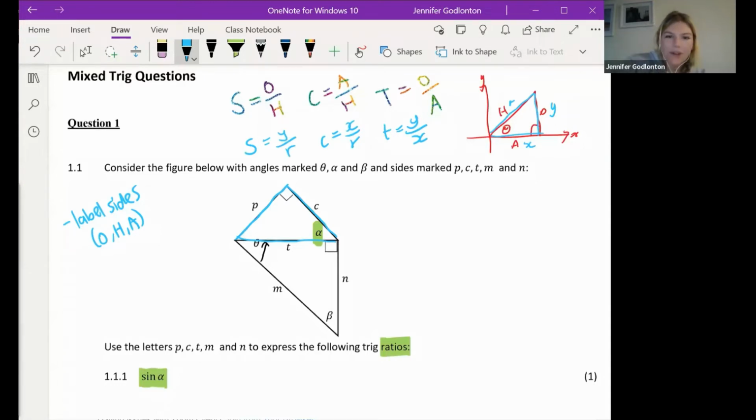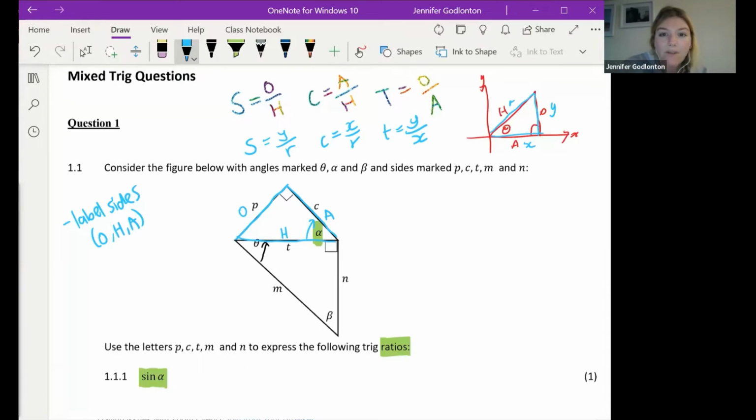Okay, let's try go through this. So if this is alpha over here, when I label my triangle, the first thing I want to label is my hypotenuse. Your hypotenuse is always the side that is opposite the right angle. So that's my hypotenuse. Then the other side that my angle is touching is going to be my adjacent. And the opposite side is going to be opposite. Okay. So now we've labeled our triangle.